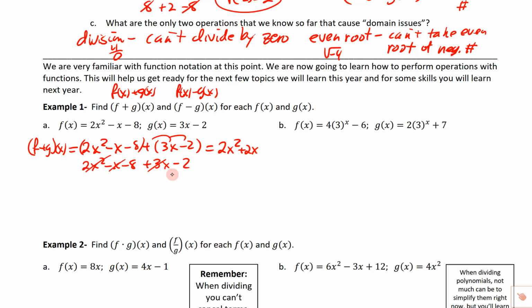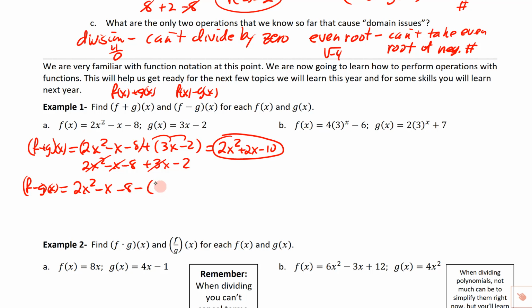And then if we put the 2 of those together, we end up with negative 10 right here. So f plus g of x is 2x squared plus 2x minus 10. And then if we do f minus g of x, here's what we'd end up with on that one. I'm going to go ahead and write down f, and then we're going to subtract.